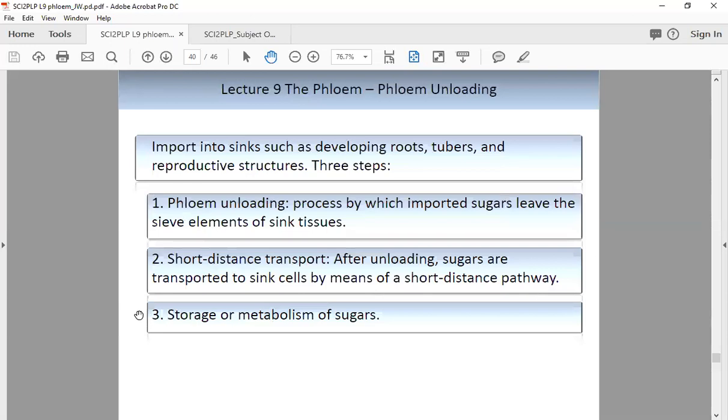All right, step 3, storage. So the sugars are either stored or metabolized by, of course, mitochondria in those sink cells to provide energy. And of course, all those cells in the root need a constant supply of sugars so that they can generate their own ATP via the mitochondria.